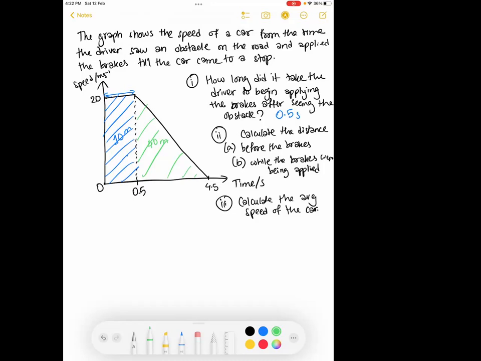Is it 40 plus 10 divided by 4.5? Exactly. So this is 40 plus 10 divided by 4.5. That gives us, I think, 11.1 meter per second.